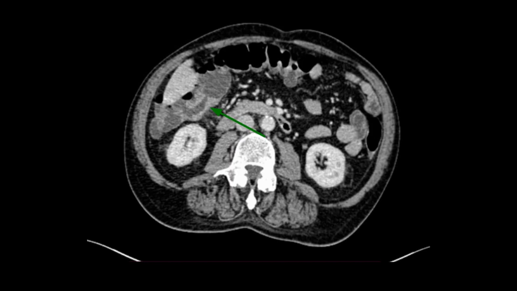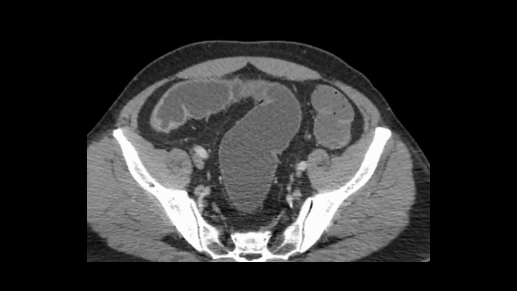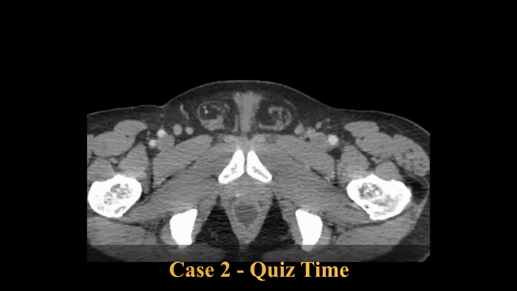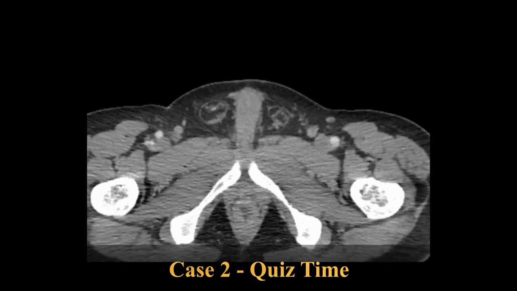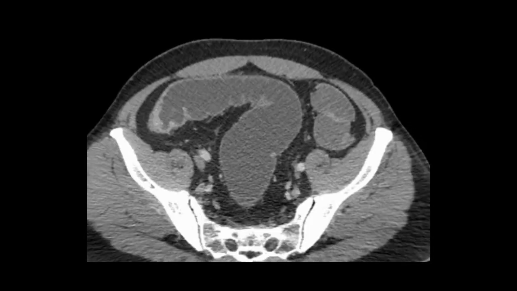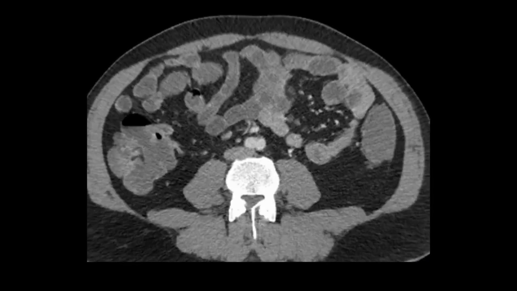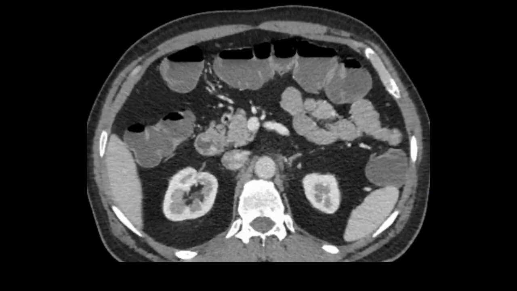Okay, we go to the next case. So again, what we will do is I will just move the console, and you can try and identify the lesion as well as few other findings if you can. And then we will see it again in the way we have seen the other scans, right?